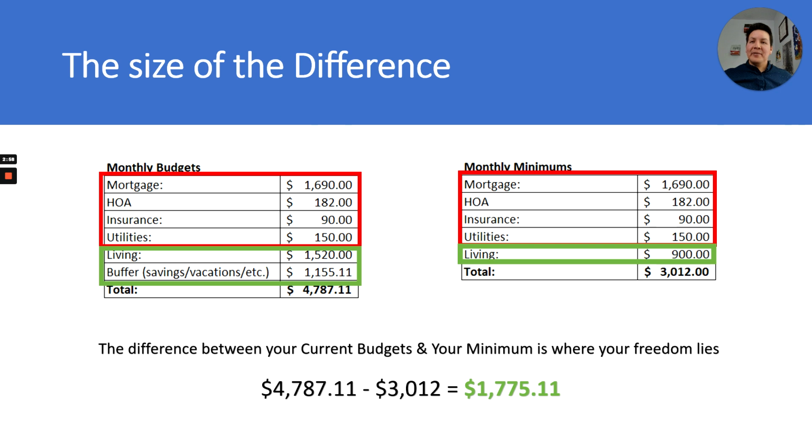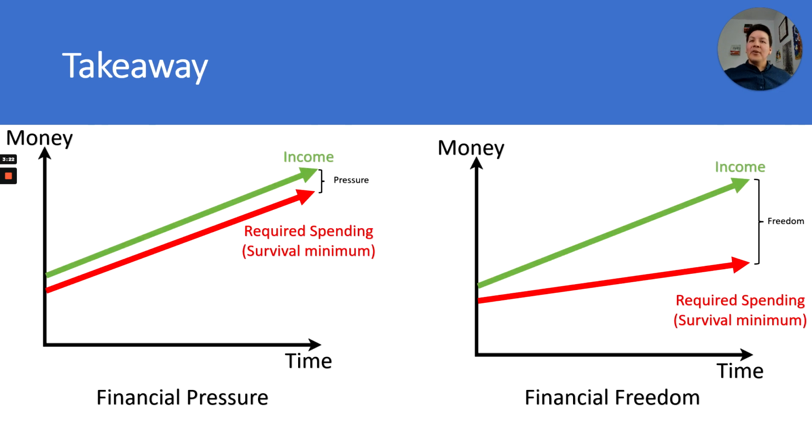Now about the difference between your income and your required spending. That difference, that gap, that's where your freedom lies. It is the difference between your current income and your survival minimum. And in this example shown here, that difference is $1,775.11. Now here's the main takeaway of this lesson. The smaller this difference is, the more financial pressure you will feel. And the larger this difference is, the better off you'll be, because the more financial freedom you will enjoy.